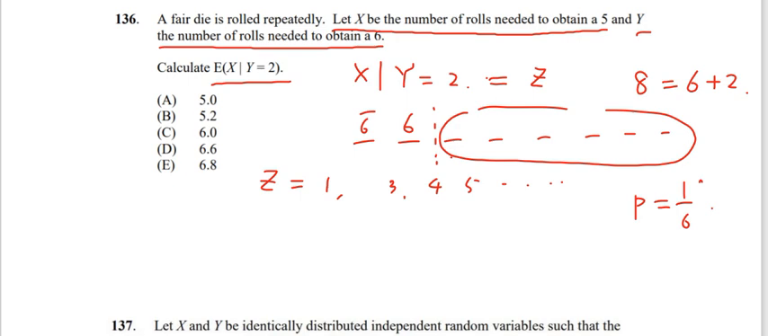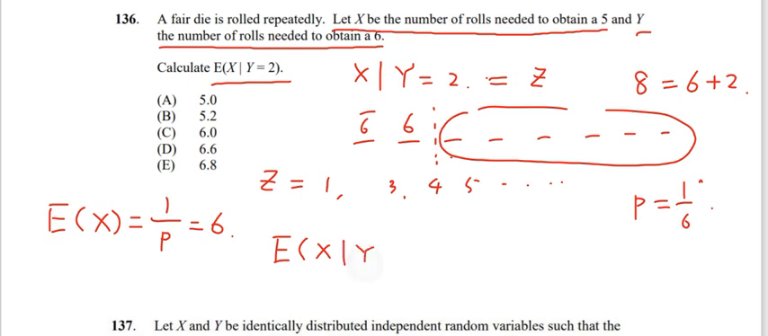So for the geometric distribution, we have this, right? This number should be equal to 1 over p. So here it equals 6. Okay, so we say that this expectation equals, so this answer is x. So x when y equals 2.